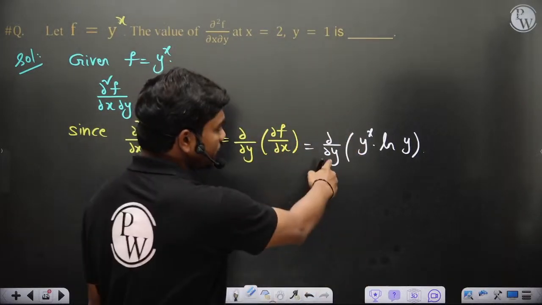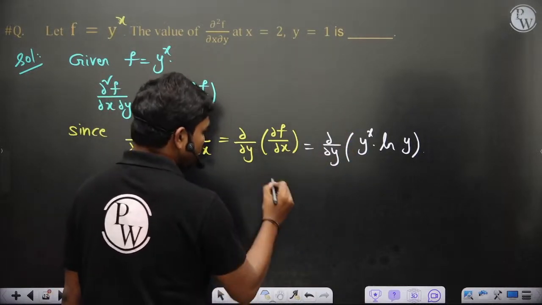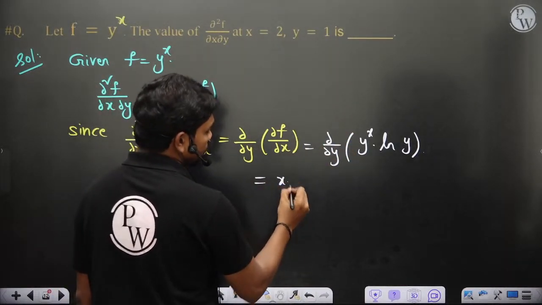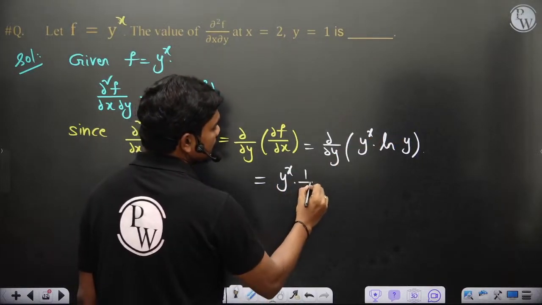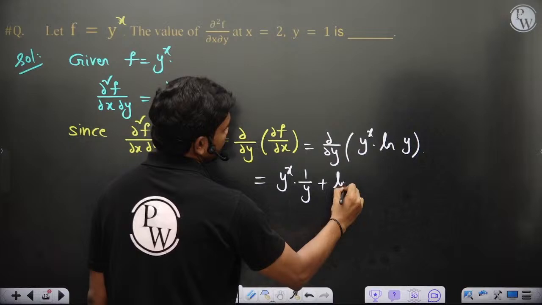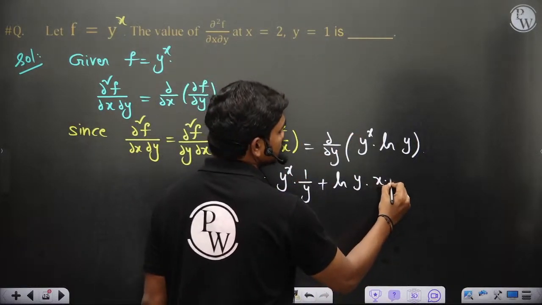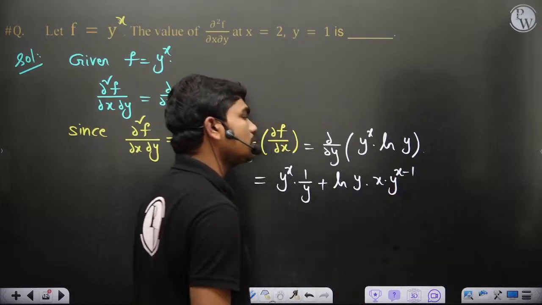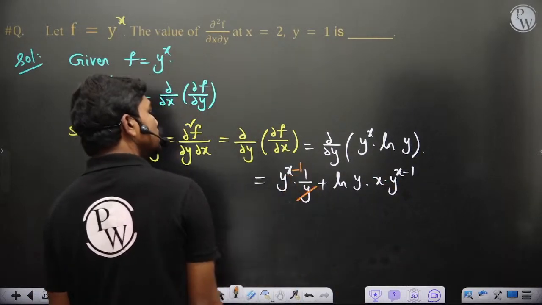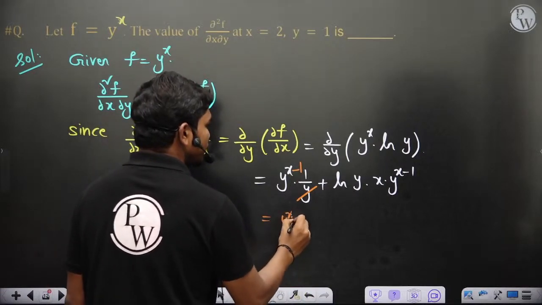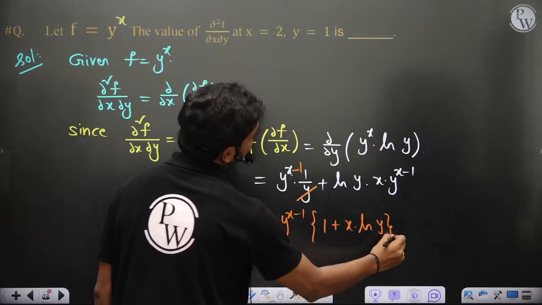Now when you differentiate it with respect to y, of course x is constant. So it's the first function into the derivative of the second function, plus the second function into the derivative of the first. If x is constant, you can write this as x into y power x minus 1, of course. If you cancel this y, it becomes minus 1. So taking y power x minus 1 common, you have 1 plus x times ln y. This is what you would have.